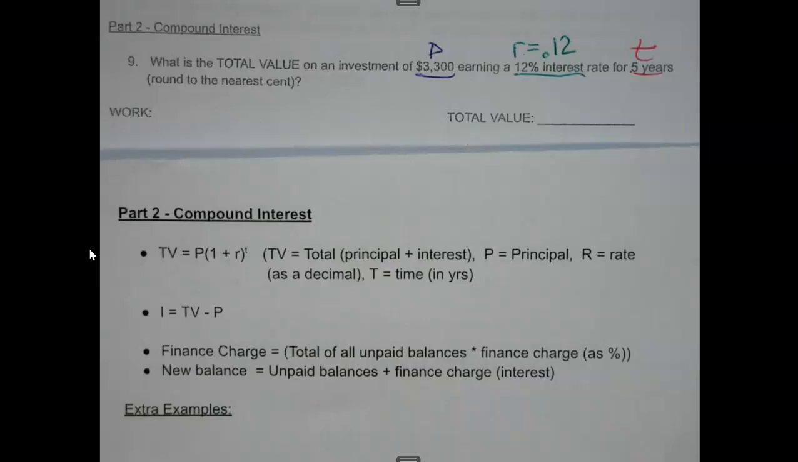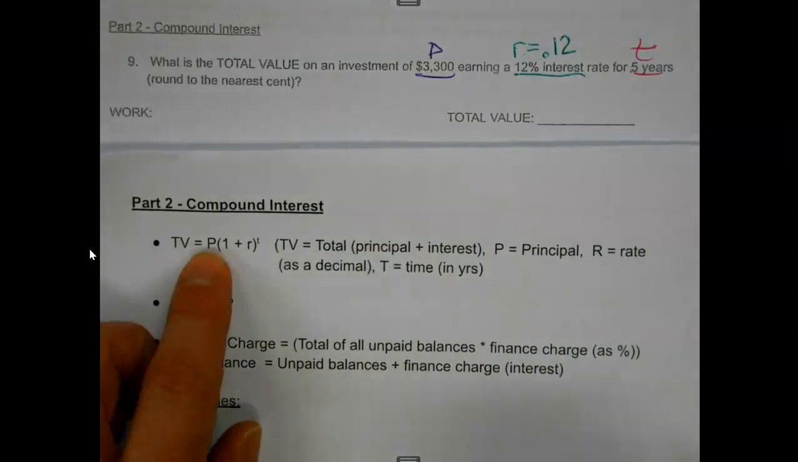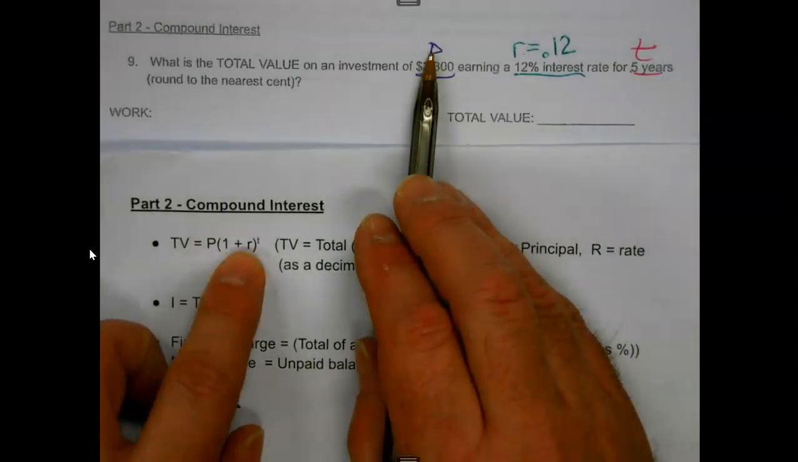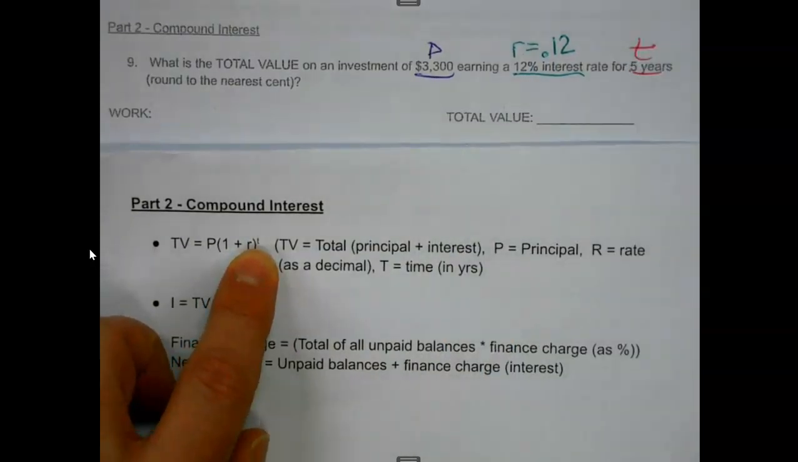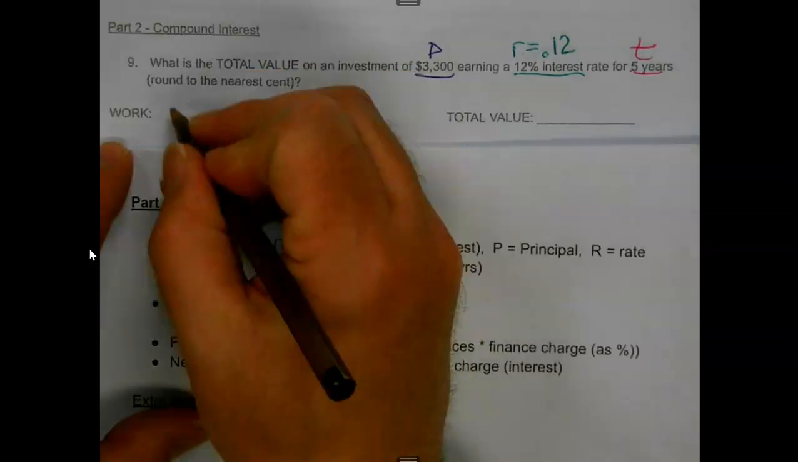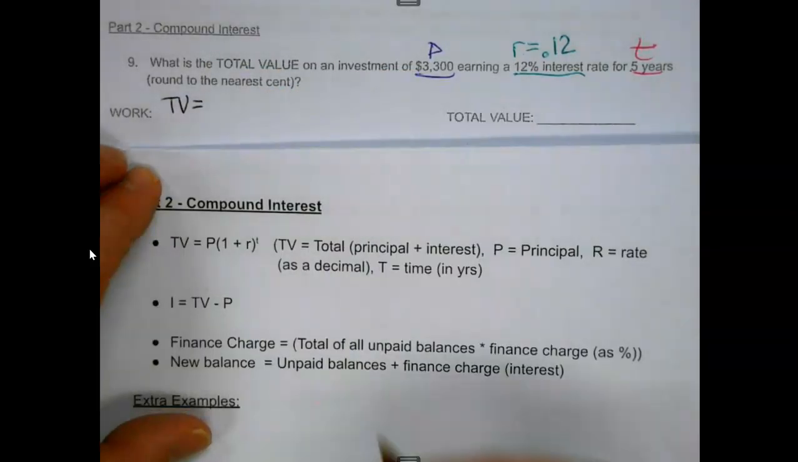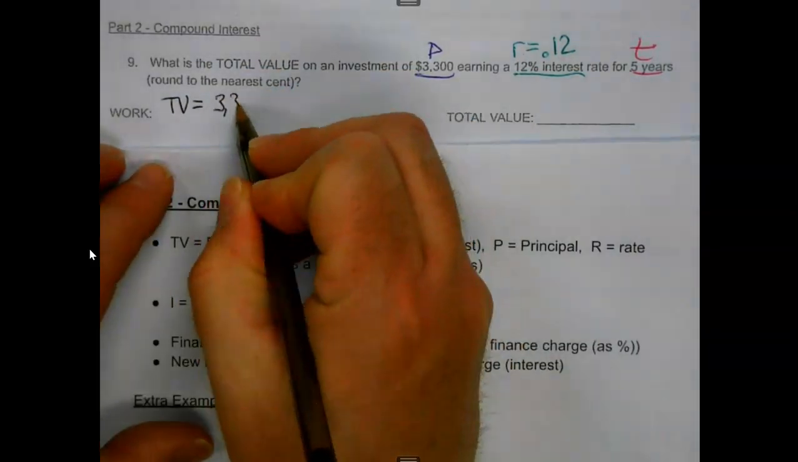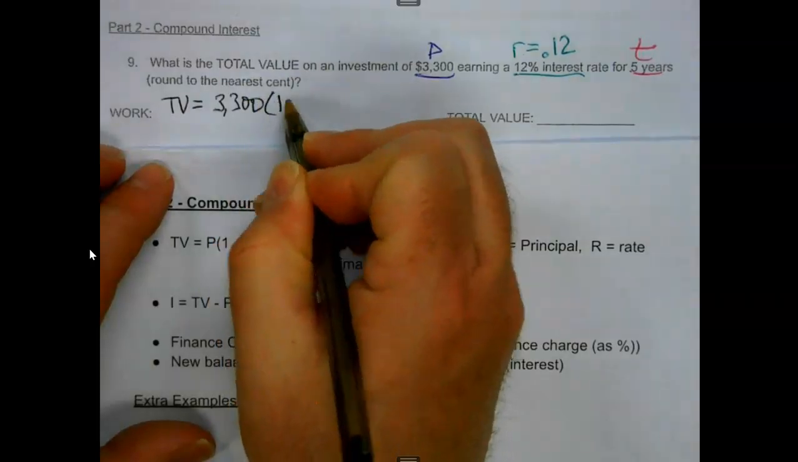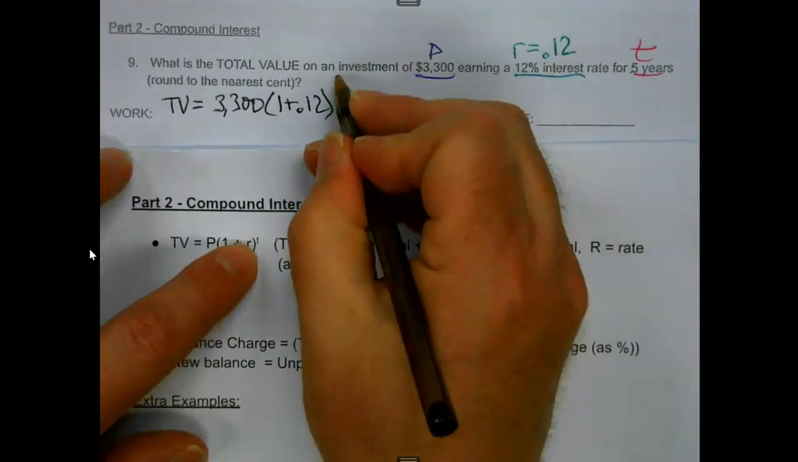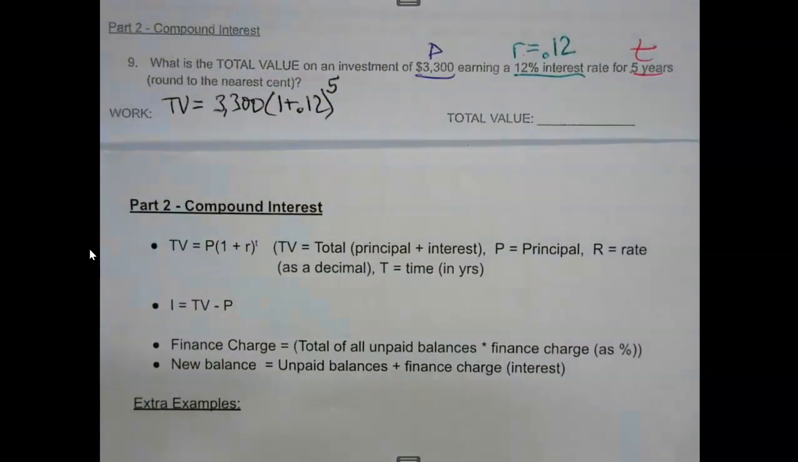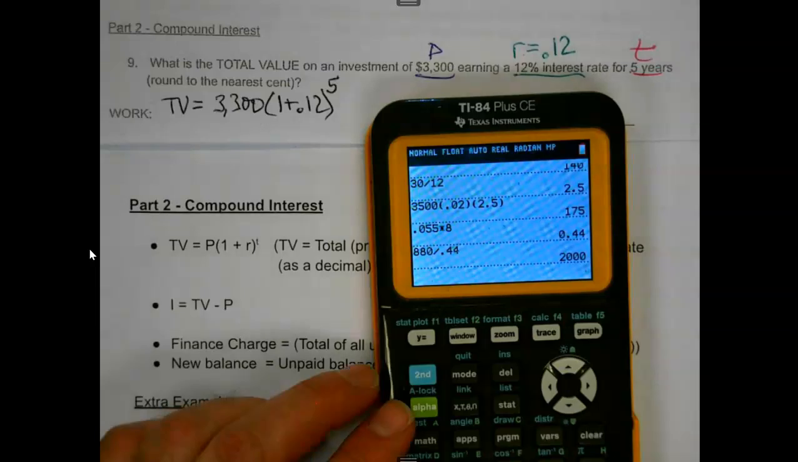So I'm looking. I'm like, okay, total value. Do I have P? Yes. Do I have R? Yes. Do I have T? Yes. Should be good. Total value equals principal times 1 plus my rate, and the T is an exponent. It's not times 5. It wouldn't be compounding if it was just times 5.